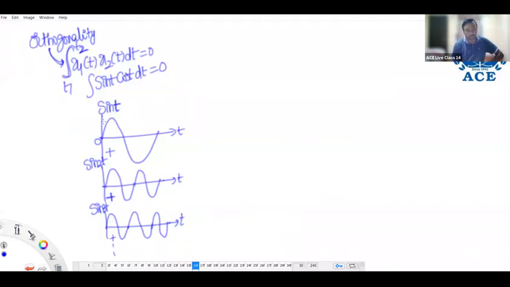Without changing the time period, you can increase the number of clock cycles only when one wave is orthogonal to the other wave. Sin t into sin 2t integration, if you perform it, is 0. Sin t into sin 3t integration also gives 0. So if anyone asks why we require orthogonality, it is because without changing the time period we want to increase the number of clock cycles, so every signal must be orthogonal to the other signals.